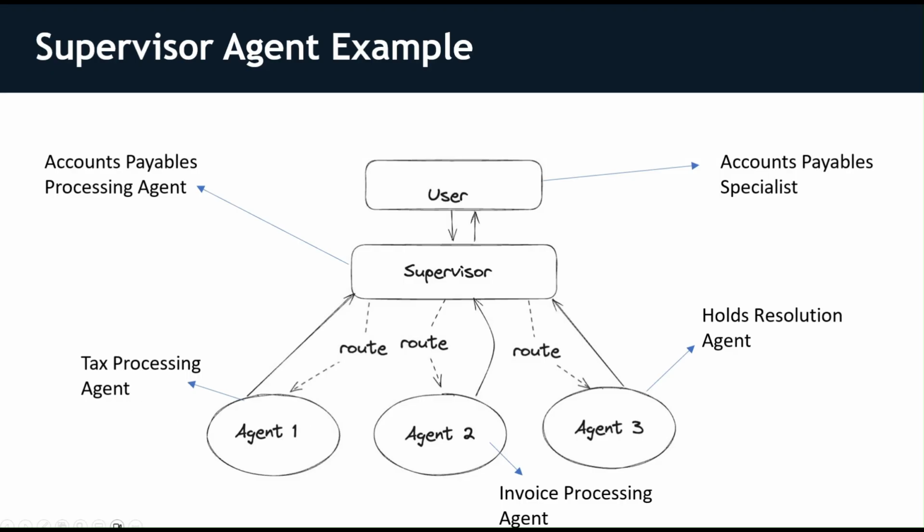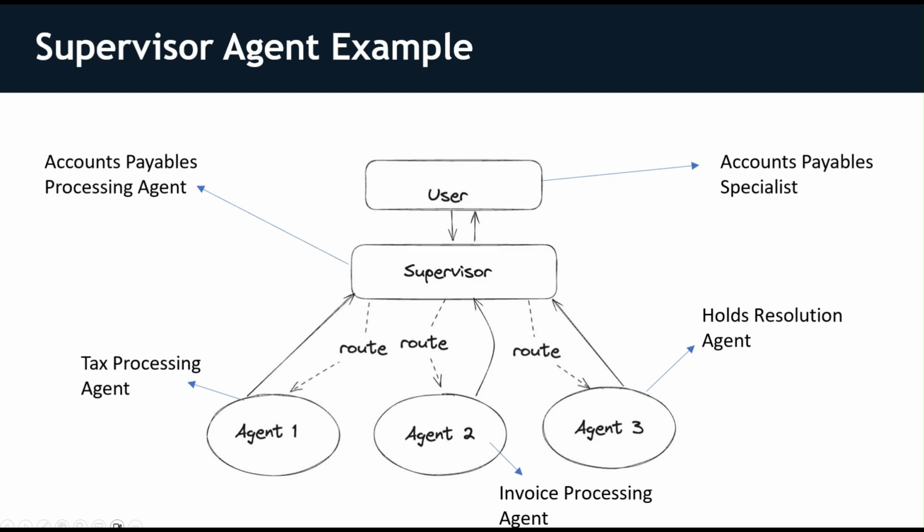Now, if it is to validate the invoice detail against the PO, then it may use agent 2, that is the invoice processing agent, right? If it is why the payment is on hold, it may use the hold resolution agent to check the details and what the correct resolution action is. So each of these worker agents does their specialist job, and then the result flows back to the supervisor, and the supervisor synthesizes everything and gives the AP specialist a consolidated final answer: here is what was wrong, or what these agents found, or here is a recommended resolution.